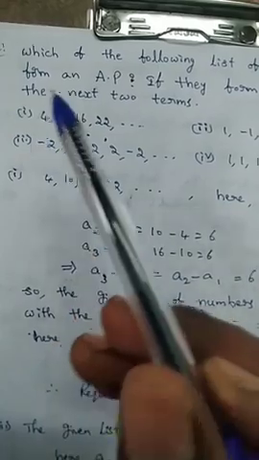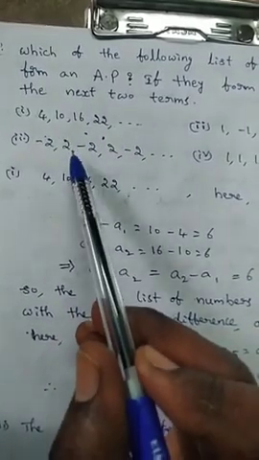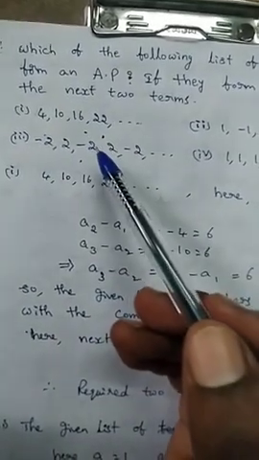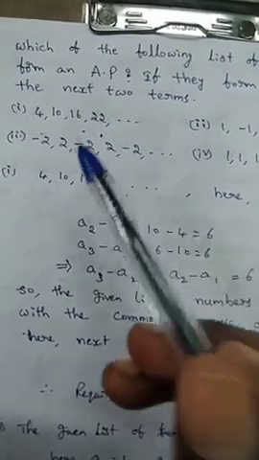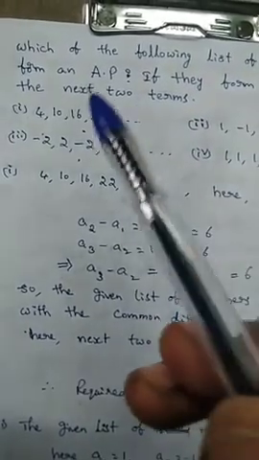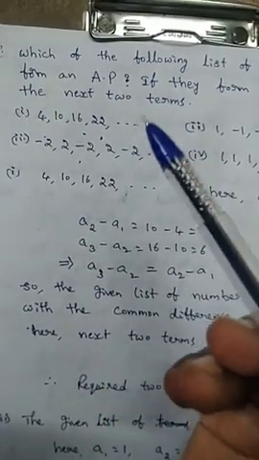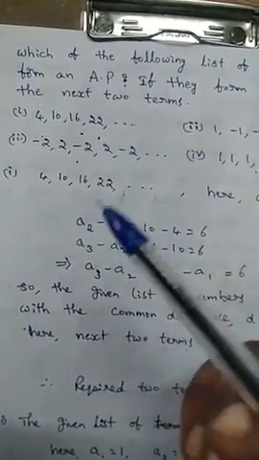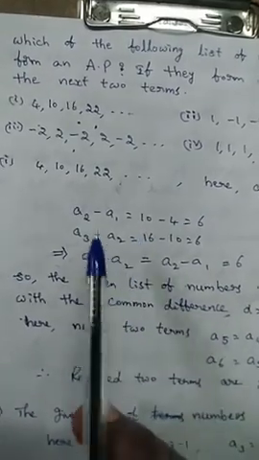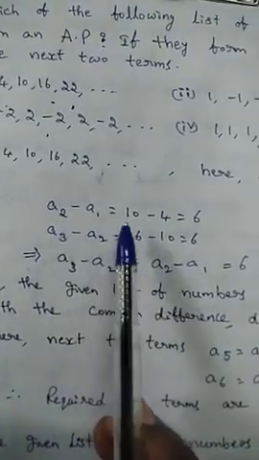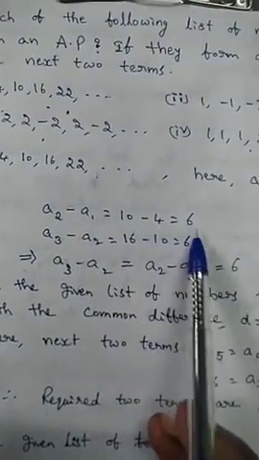If the given list of numbers is in AP, then their common differences are to be equal. Common differences means a2 minus a1 is also equal to a3 minus a2, and that result is also equal to a4 minus a3. We will observe these values. a2 minus a1: 10 minus 4, the result is 6.